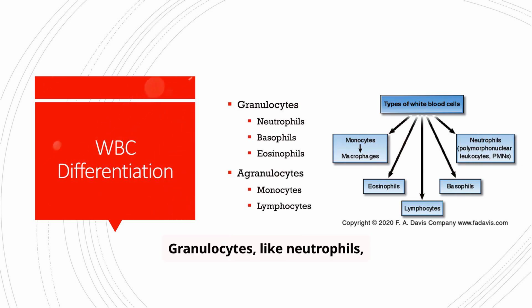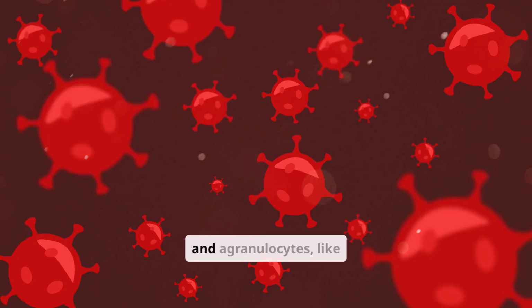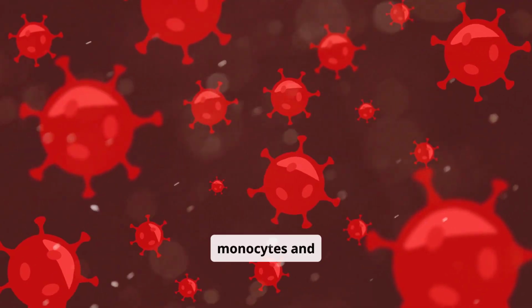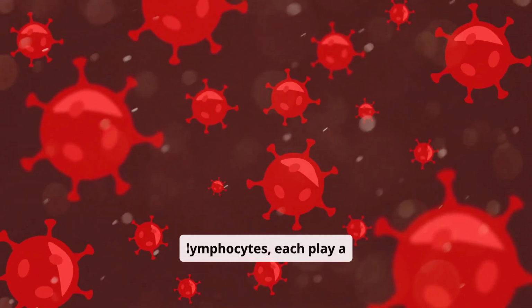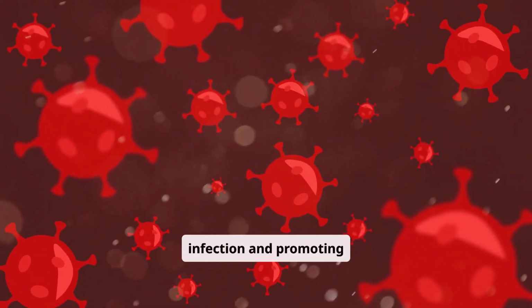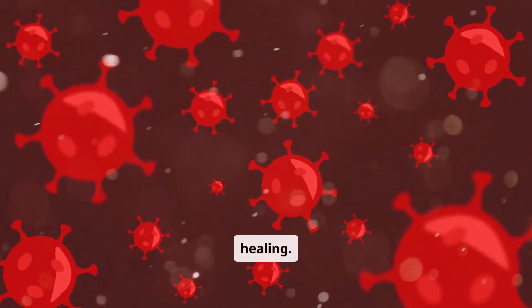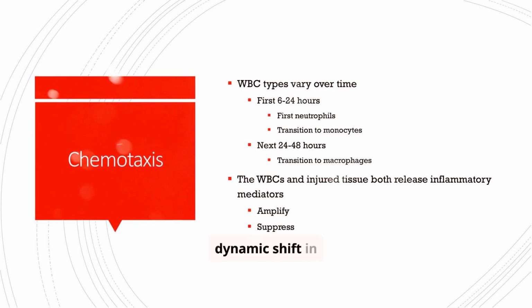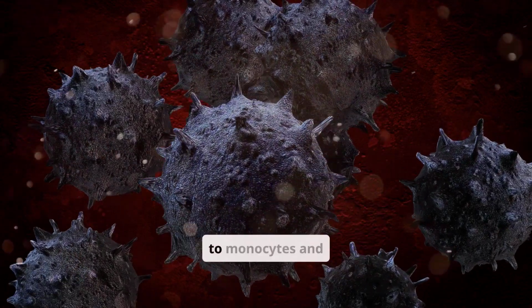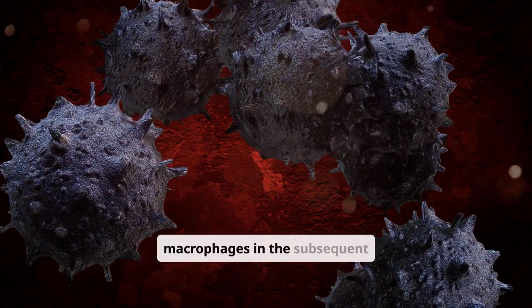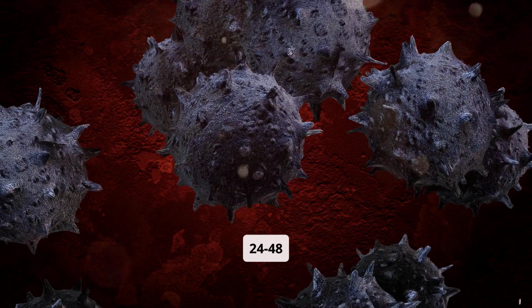Granulocytes like neutrophils, basophils, and eosinophils, and the agranulocytes like monocytes and lymphocytes each play a specific role in fighting infection and promoting healing. Chemotaxis involves a dynamic shift in WBC types over time. Neutrophils are typically the first responders within 24 hours, followed by a transition to monocytes and macrophages in the subsequent 24 to 48 hours.